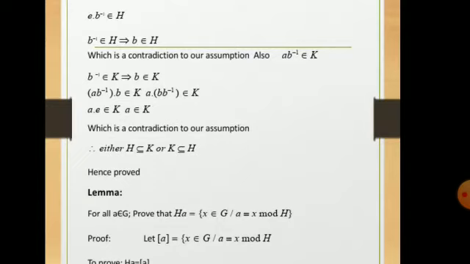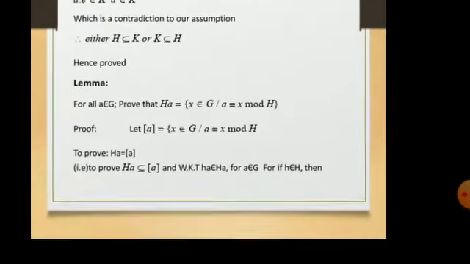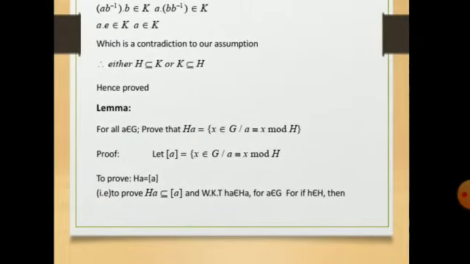So either H is contained in K or K is contained in H. Hence proved. Let us see another lemma. For all a belongs to G, prove that Ha is equal to {x belongs to G such that a is congruent to x mod H}. Proof. Let us consider the set of all x belongs to G such that a is congruent to x mod H. Now we have to prove that Ha is equal to this set.